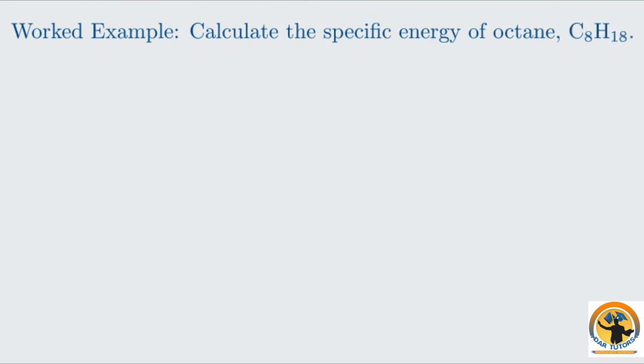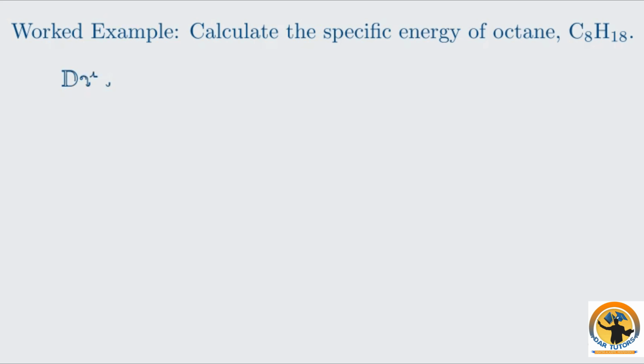The problem asks us to calculate the specific energy of octane, C8H18. We'll need data from the IB chemistry data booklet for this. For octane, the standard enthalpy of combustion, delta Hc, is minus 5470 kilojoules per mole, and its molar mass, M, is 114.26 grams per mole.